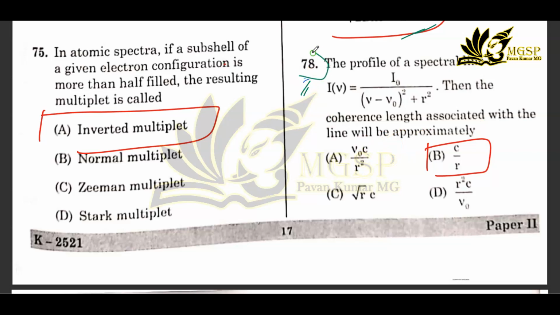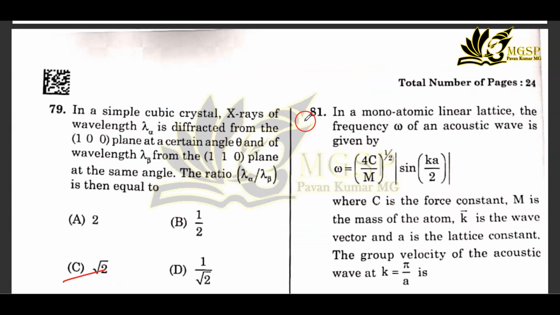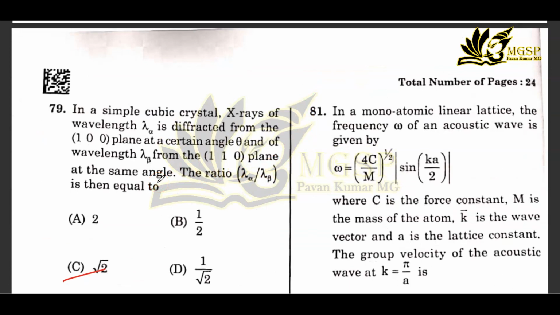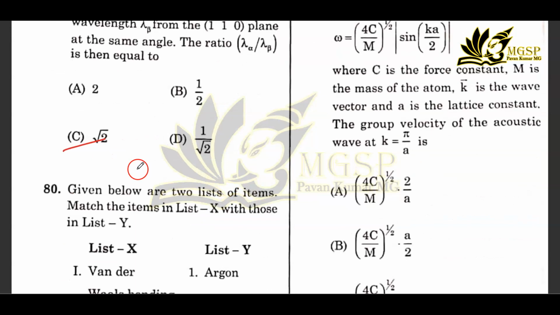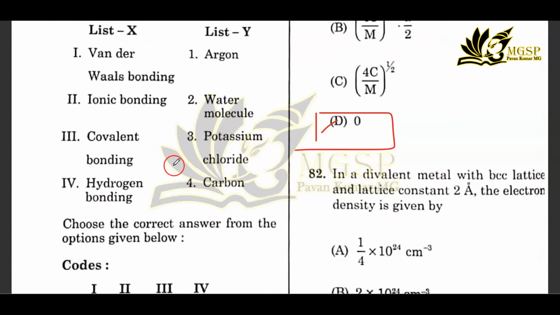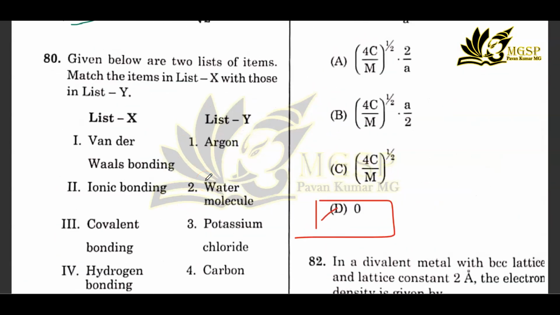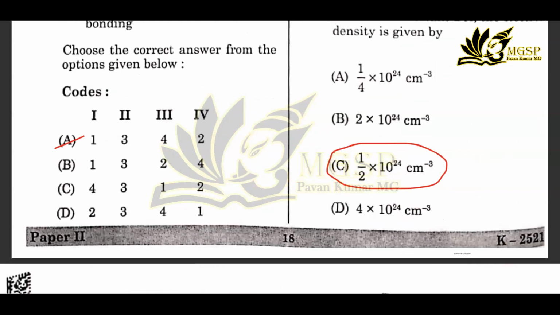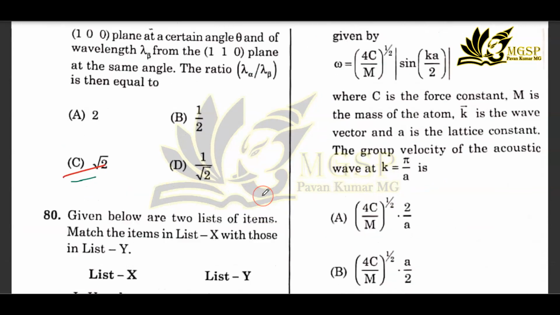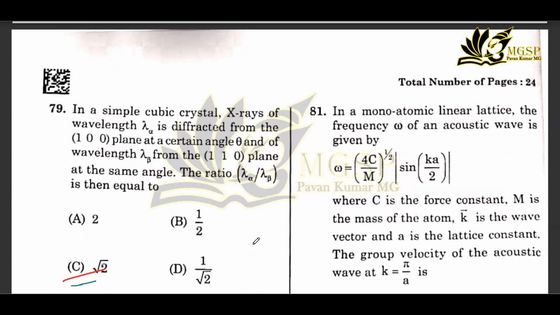So I will look into this once. Next, coming to 79, this is also a direct formula, we have solved this one. And next, coming to the given below two lists, this was discussed in solid state, so just matching this expression, option A is the correct one.